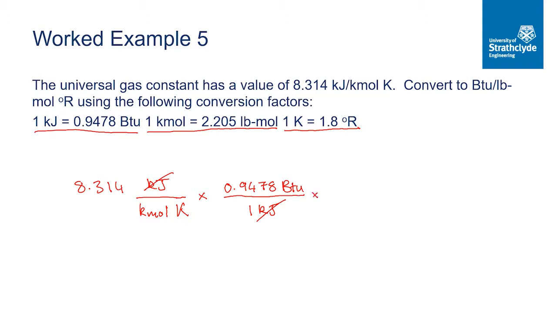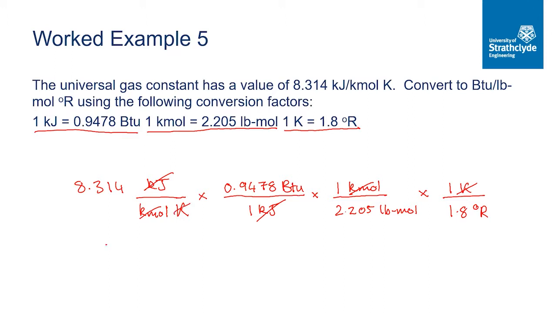A similar thing for our kilomole. We want our kilomole to cancel out. So 1 kilomole divided by 2.205 pound moles. Again, our kilomole cancels out. And finally, multiply by 1 Kelvin divided by 1.8 degree Rankine. And our kelvins cancel out.